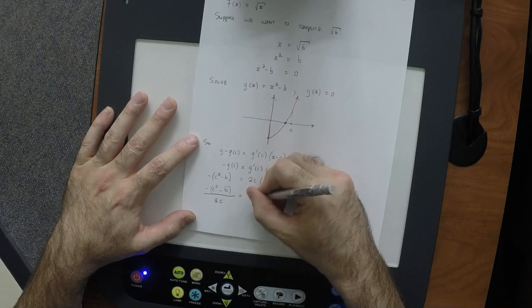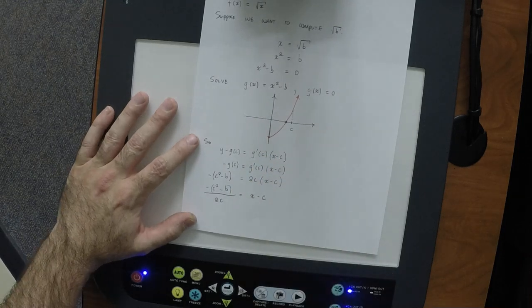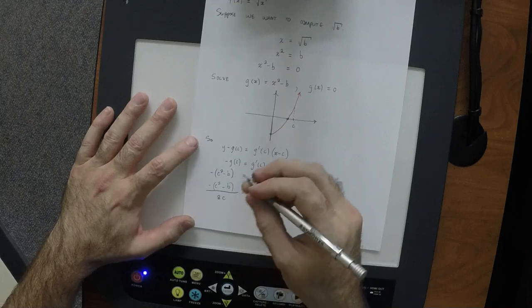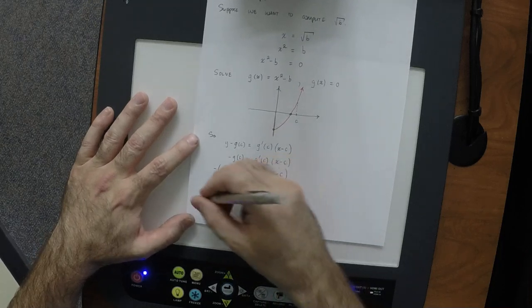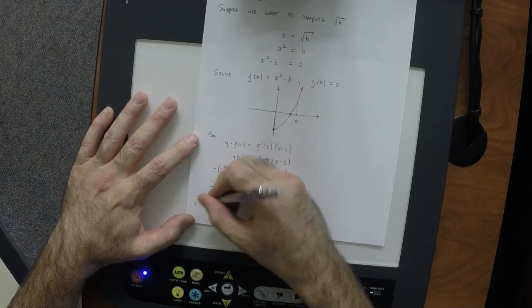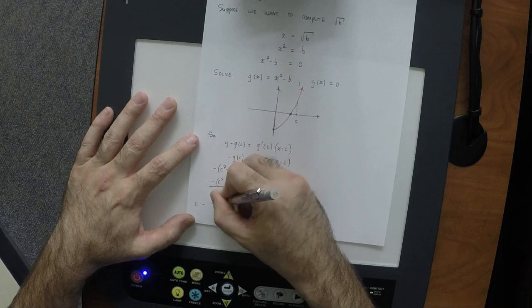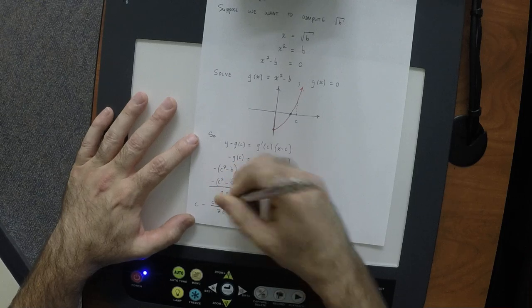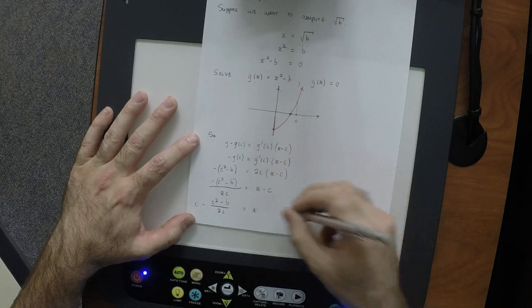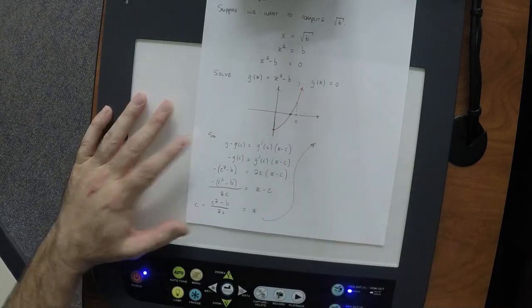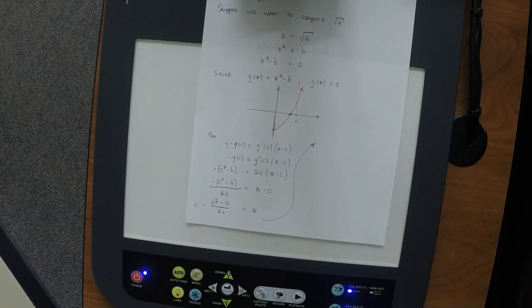Is equal to x minus c, and then we can move the c to the other side so that it looks like c minus (c squared minus b) over 2c is x. Then what? We could just leave it here, but let's see if we can simplify the formula any.